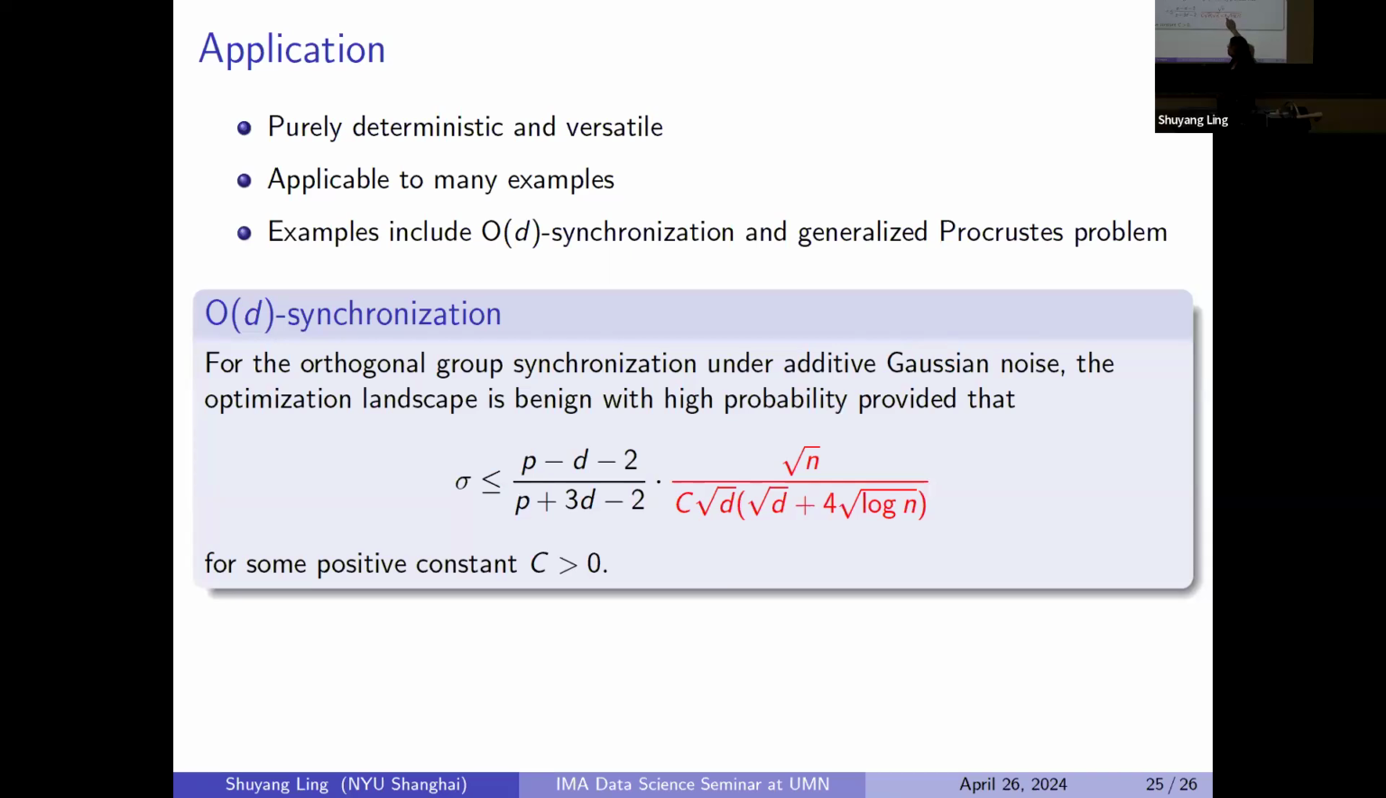So it almost means that if sigma is smaller than the same condition as the SDP tightness, the landscape is benign. It means that if I relax the problem to a Stiefel manifold, I can ensure that the landscape is benign. If I do random initialization, it usually won't get stuck.